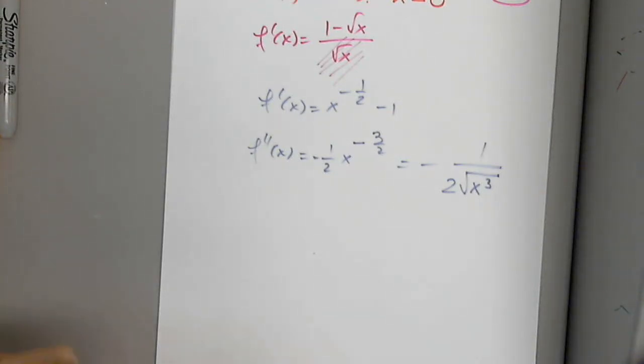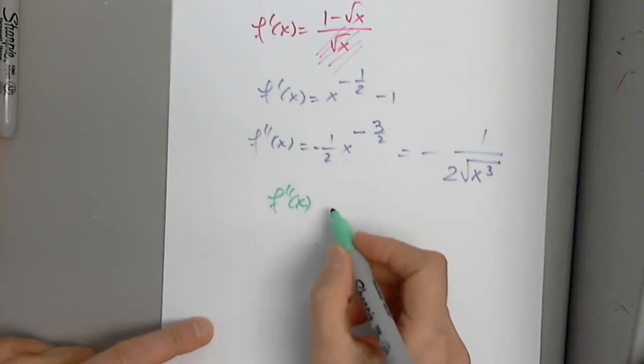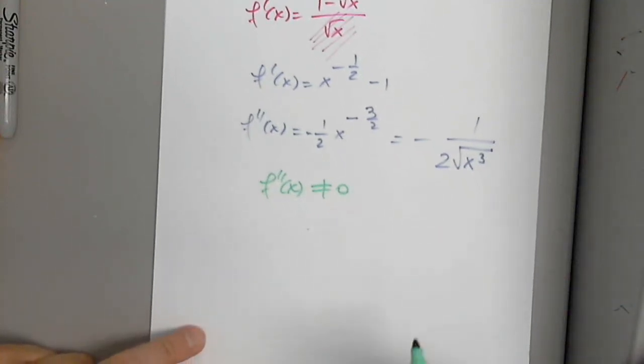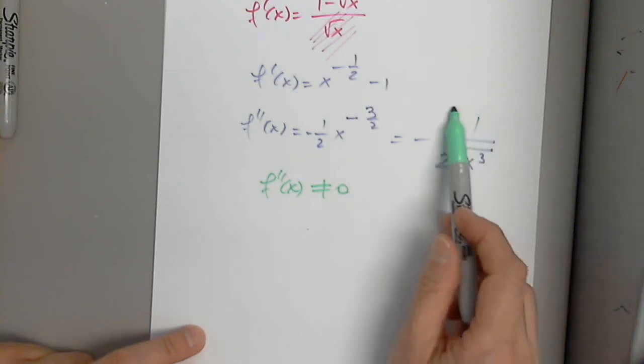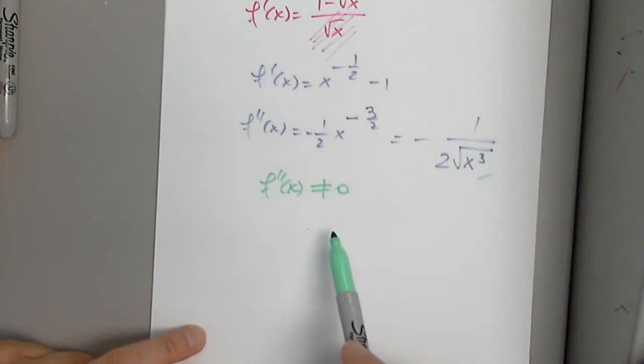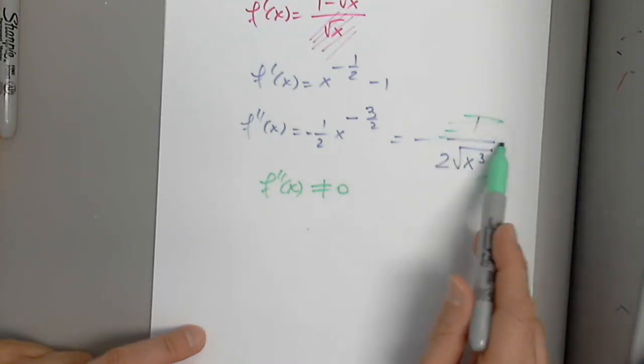Okay, the second derivative is never 0. If it's 0, the numerator has to be 0, and there is no variable in the numerator. Excellent. I'm not going to waste my time plugging in the whole thing.